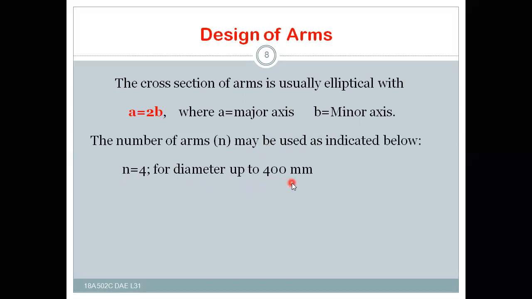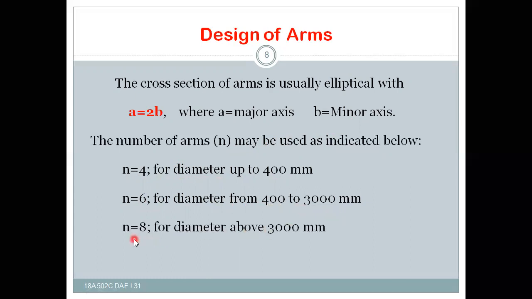If it is less than 250 mm, we are going to use a solid disc flywheel. That means if the diameter of the flywheel is less than 250 mm, then we are going to use a solid disc flywheel. But if it is from 250 up to 400 mm, the number of arms is 4, whereas the number of arms is 6 for a diameter from 400 mm to 3000 mm.